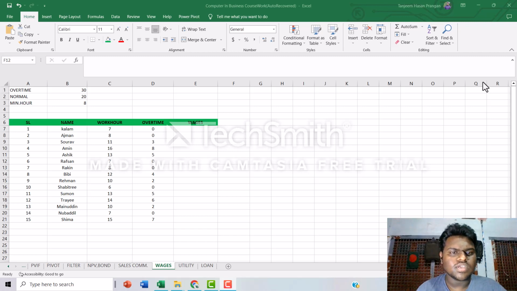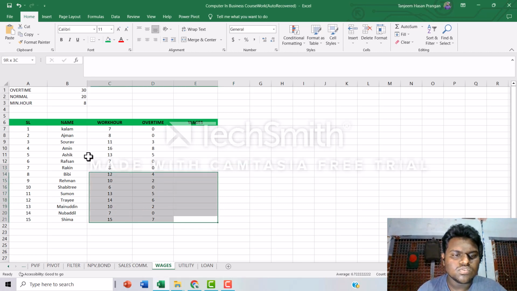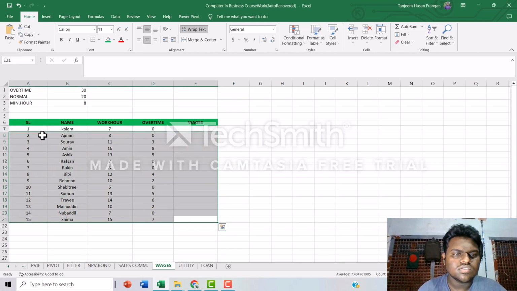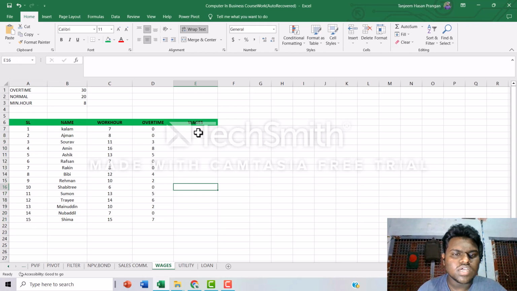Welcome everyone. In today's video, we are going to learn about the calculation of wages, how to calculate the wages. Here you can see the variables: the overtime rate, which is 30, the normal rate, which is 20, and the minimum hour, which is 8. And this is the chart. This is the database through which we are going to calculate the wages.